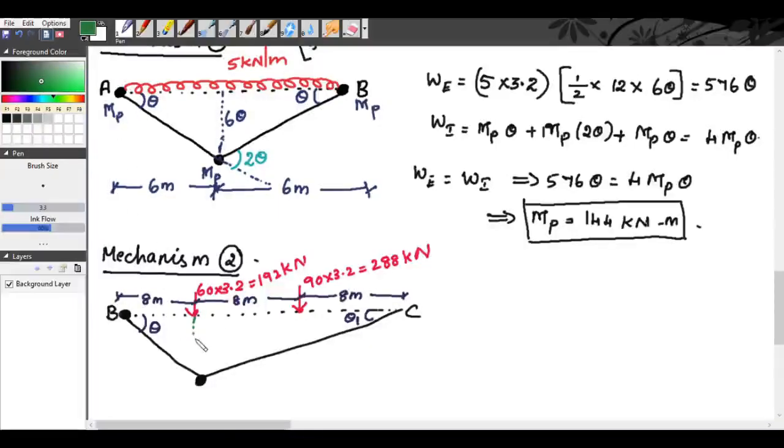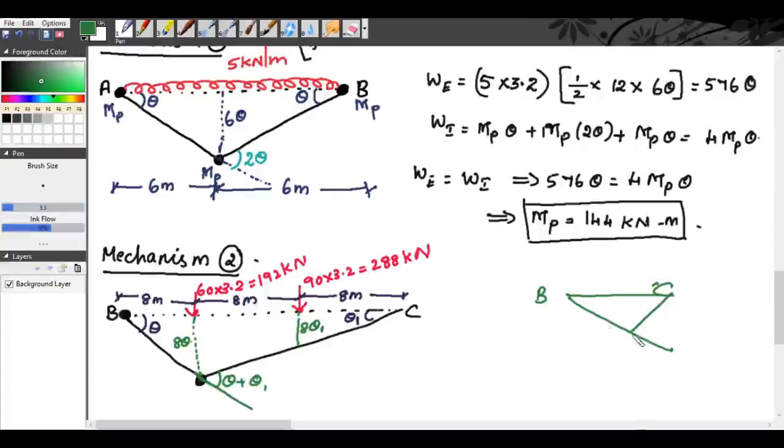So this distance is equal to 8 theta, and this distance will be equal to 8 theta 1. And this makes an angle of theta and this makes an angle of theta 1. So theta plus theta 1. So how is it theta plus theta 1? This is BC.